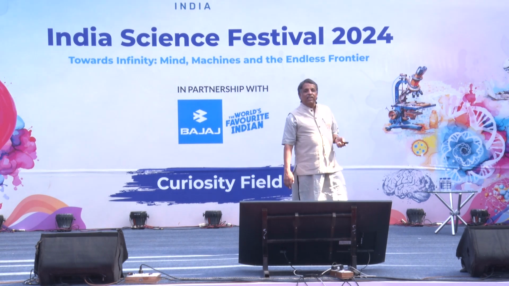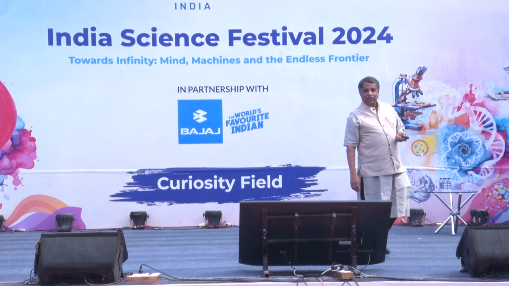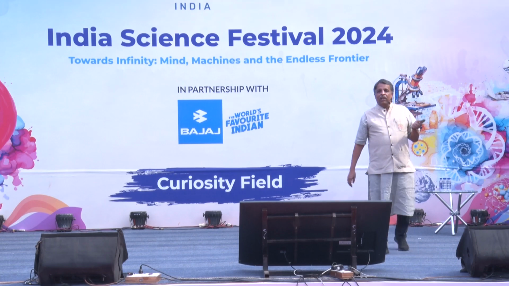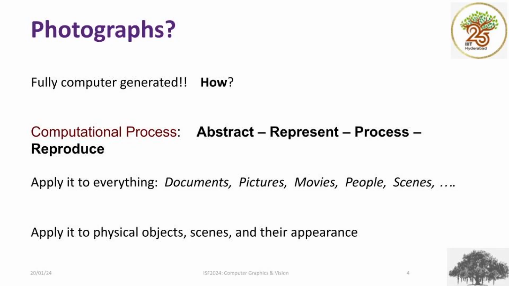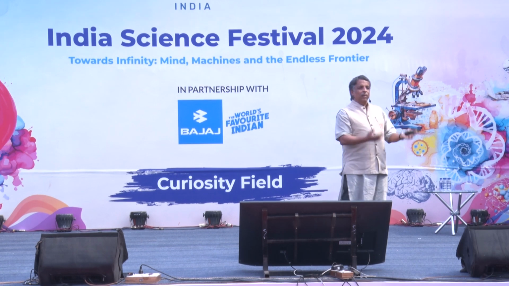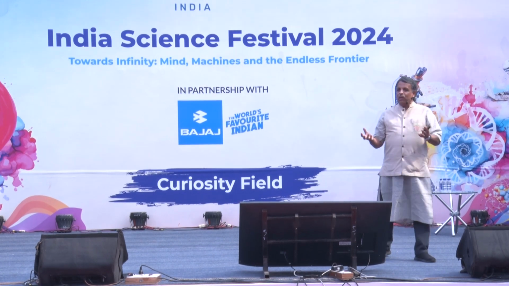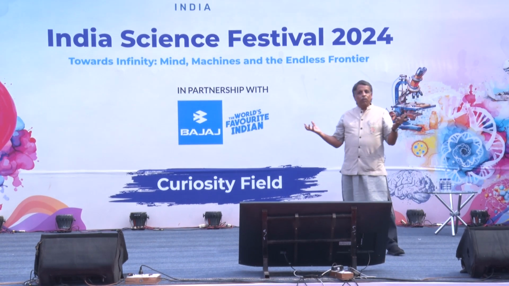And how are they generated? That's the story of computer graphics. So a computer is a device that can store, process, and reproduce any kind of thing. You today make documents on a computer, you make images on a computer, you make movies on a computer, you make everything on a computer.